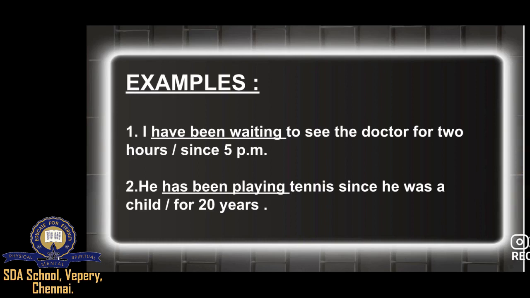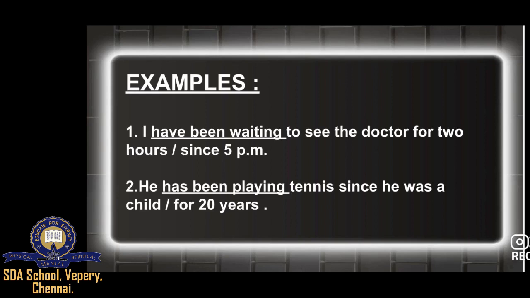In this sentence, we can also say I have been waiting since 5 p.m. The difference between for and since is that for talks about the amount of time like 2 hours. Since is used to mention the starting point of the action like 5 p.m.